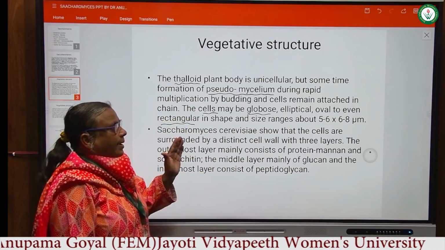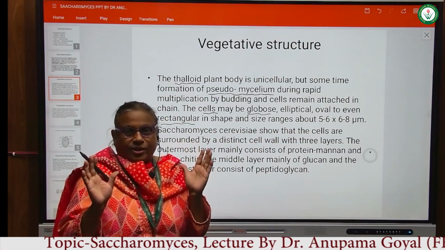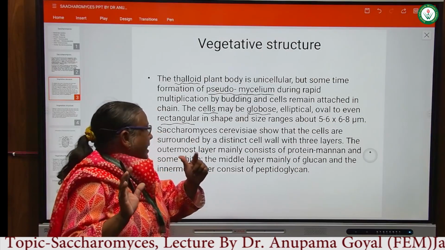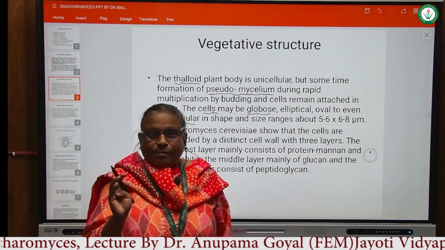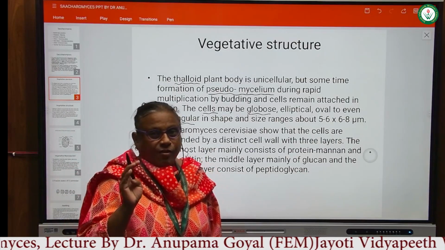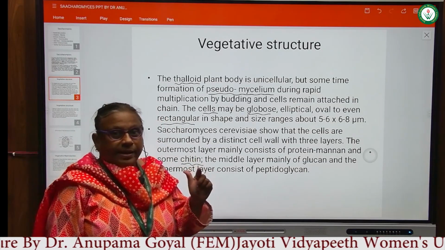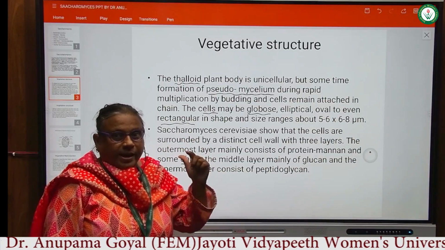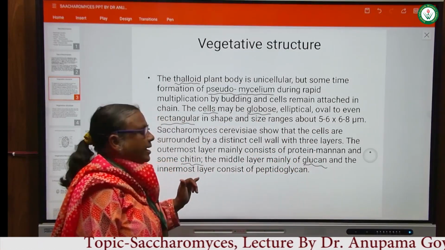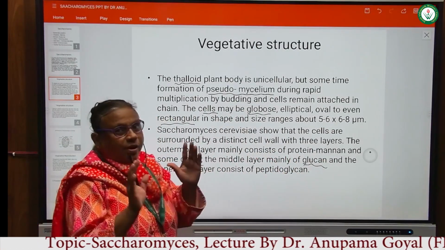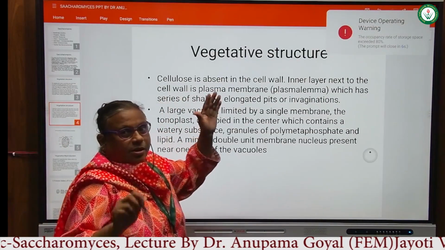The Saccharomyces cerevisiae cells are surrounded by a distinct cell wall with three layers. The outermost layer consists of protein and mannan, and some chitin. The middle layer consists mainly of glucan, and the innermost layer consists of peptidoglycan. Now, this is the vegetative structure.